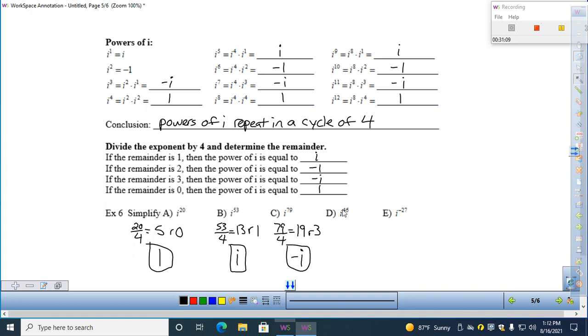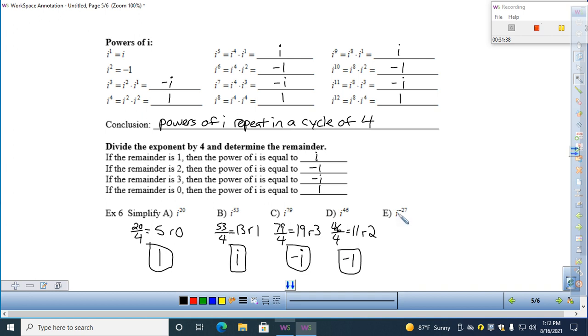i to the 46th. So 46 divided by 4. If I did it on my calculator, I would get 11.5. Now remember, we're dividing by 4, so I don't think of that 0.5 as 1/2. I think of it as 2/4. Because we're dividing by 4 here, it's 11, and I see that 0.5, so the remainder is 2, and so negative 1. All right, I just wanted you to see one of each, how that plays out.